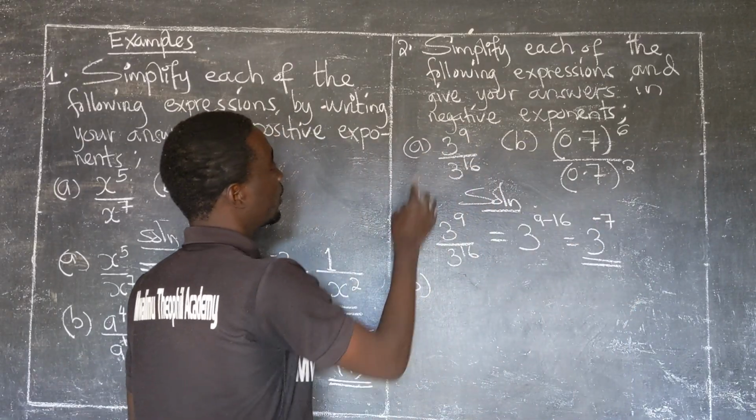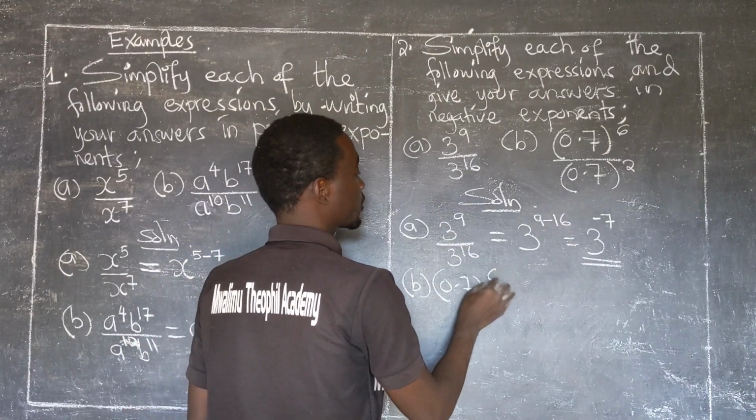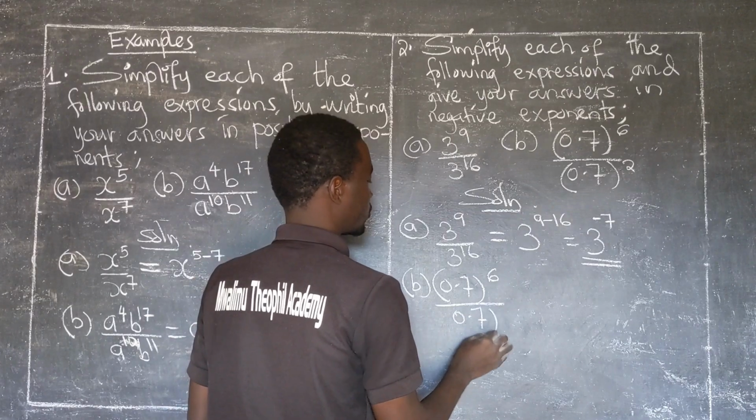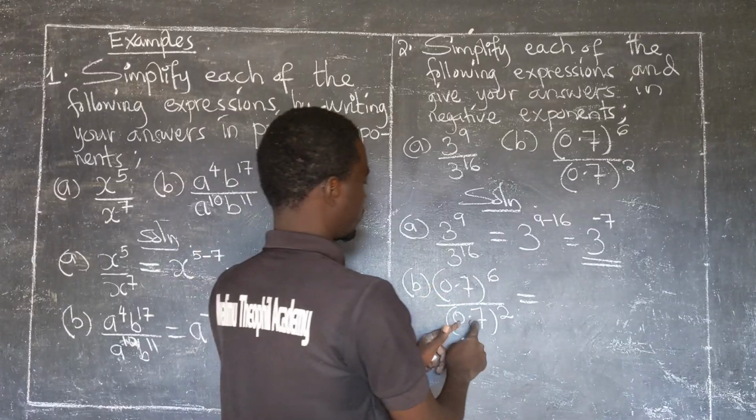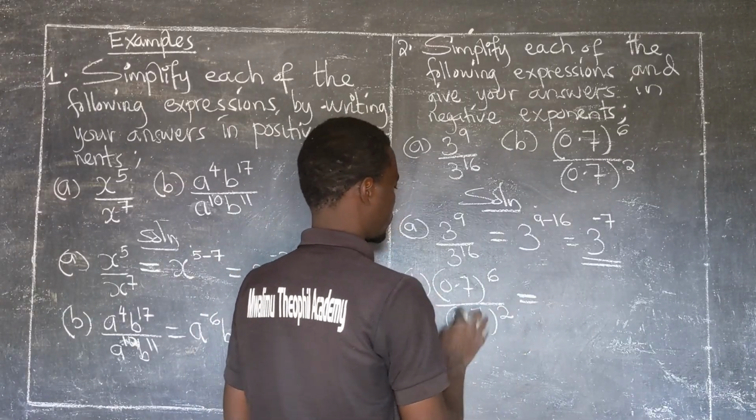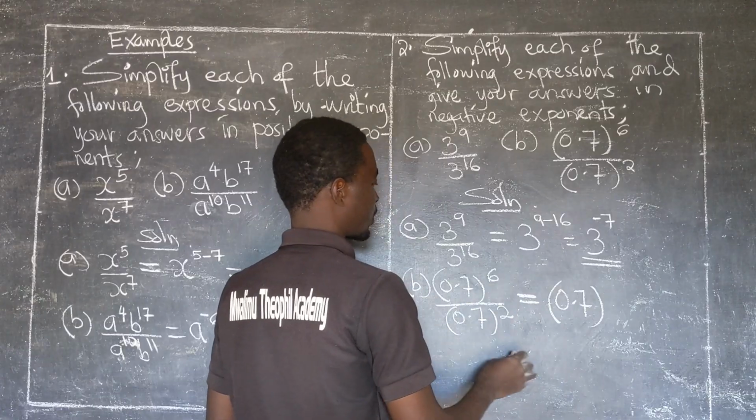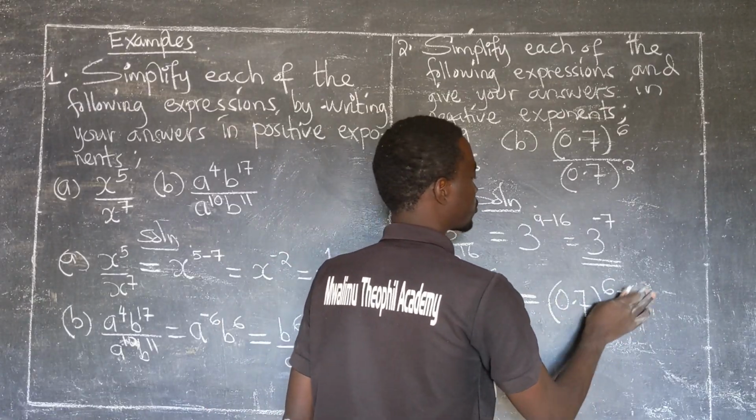B. In B, we are given 0.7 raised to 6 divided by 0.7 raised to 2. This will be equal to, as we have the same base, we take a single base, then we subtract the exponents as it is division. Now it is 6 minus 2.